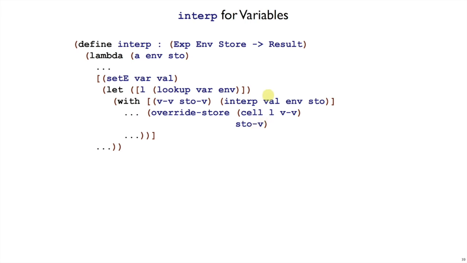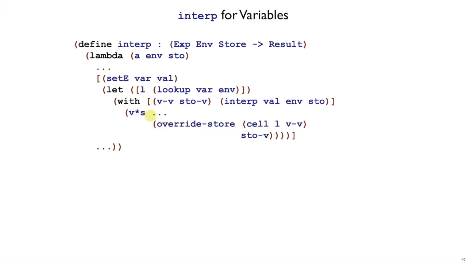So we will have an override store of cell L VV, extending the current store, or the current store after evaluating value. That gives us the updated store, and then we've decided that setbang returns the new value, just like we decided for setbox. So we need to pair this store with the value, and we'll just use VV as that value.